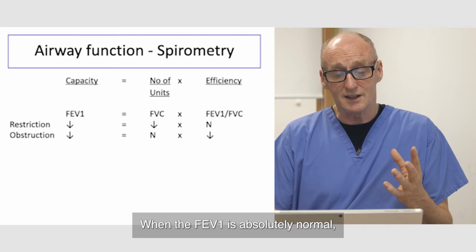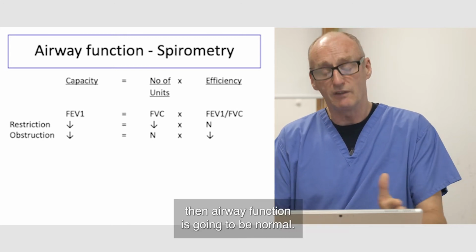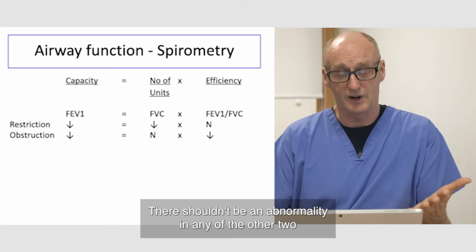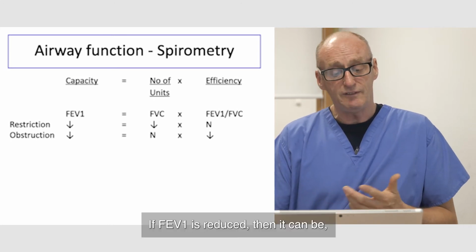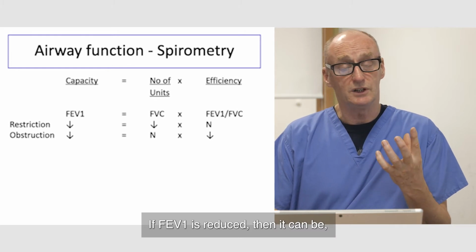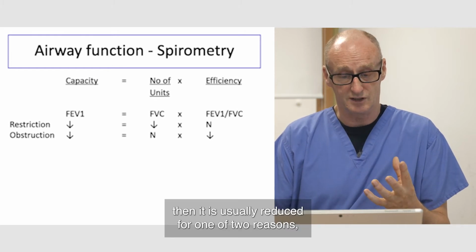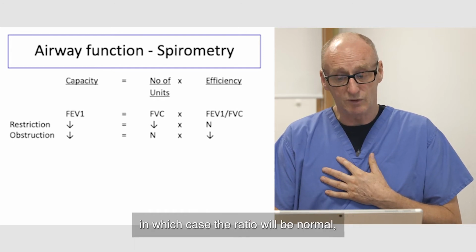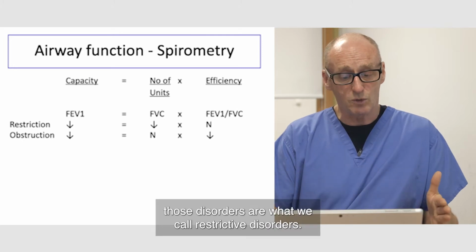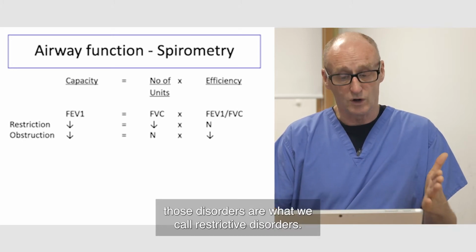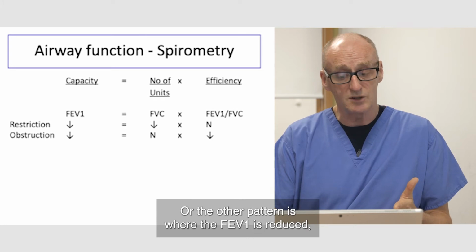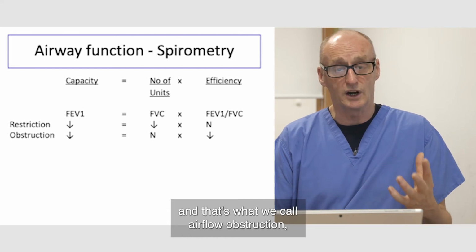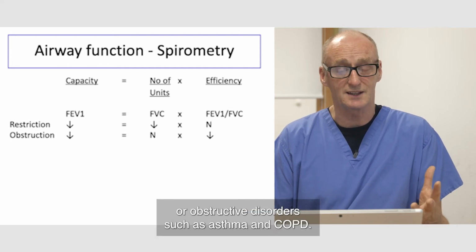When the FEV1 is absolutely normal, then airway function is going to be normal. There shouldn't be an abnormality in any of the other two parameters that make that up. If FEV1 is reduced, then it is usually reduced for one of two reasons. Either because the FVC is reduced, in which case the ratio will be normal. Those disorders are what we call restrictive disorders. Or the other pattern is where the FEV1 is reduced, the ratio is reduced, and the FVC is normal. And that's what we call airflow obstruction or obstructive disorders such as asthma and COPD.